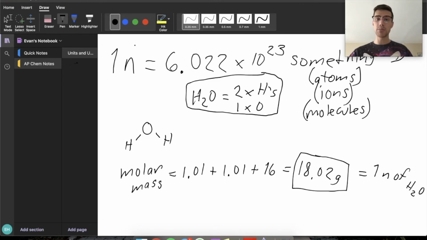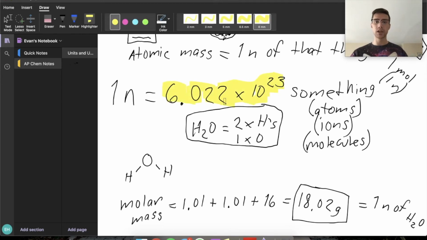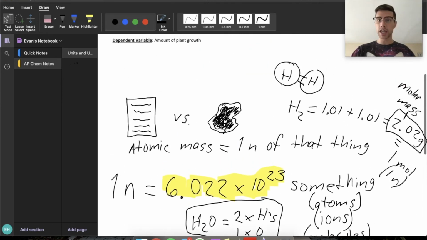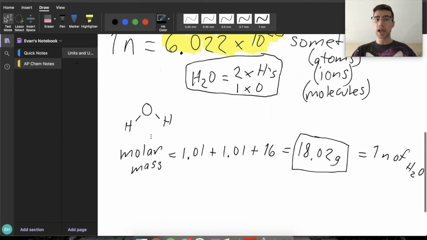But again, keep in mind, a mole is based on the number of molecules we have. So here is the important number, 6.022 times 10 to the 23rd, okay? Because a water molecule is bigger than a hydrogen gas molecule, up here is our hydrogen gas, two atoms of hydrogen in that one molecule. That's pretty small. It has a really small molar mass. Whereas water is obviously much bigger, because it has something else in it, that oxygen atom.